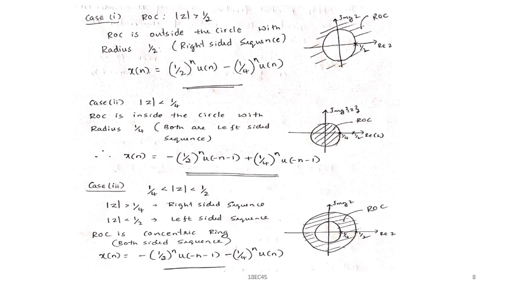So all the possibilities are given in this problem. The first one, mod Z greater than 1 by 2. If I consider greater than condition, greater than the outermost pole, then we'll get right-sided sequence. If we consider less than condition, that is lowermost pole, then I'll get left-sided sequence. And the third condition, one is right-sided, other one is left-sided. If I combine it, we'll get both-sided sequence. That's about the inverse Z transform of given X of Z.